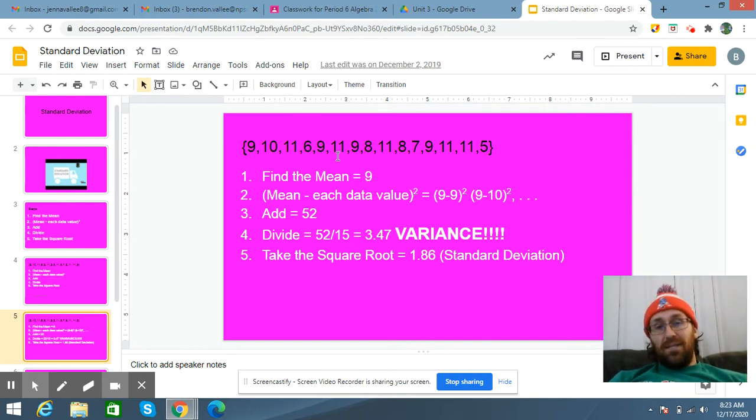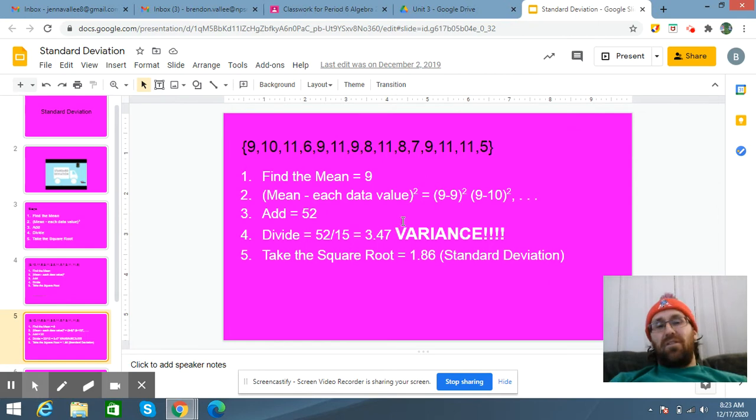Then you do the mean minus 6, mean minus 9. Each time you square it, and then you get a whole bunch of new numbers. Add those up. In that case, it's 52. Then you find the average of that. And there were 15 numbers, so you divide by 15.